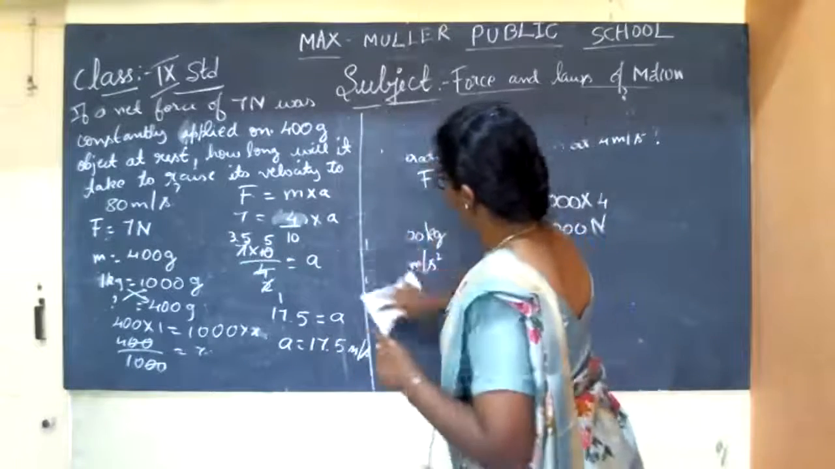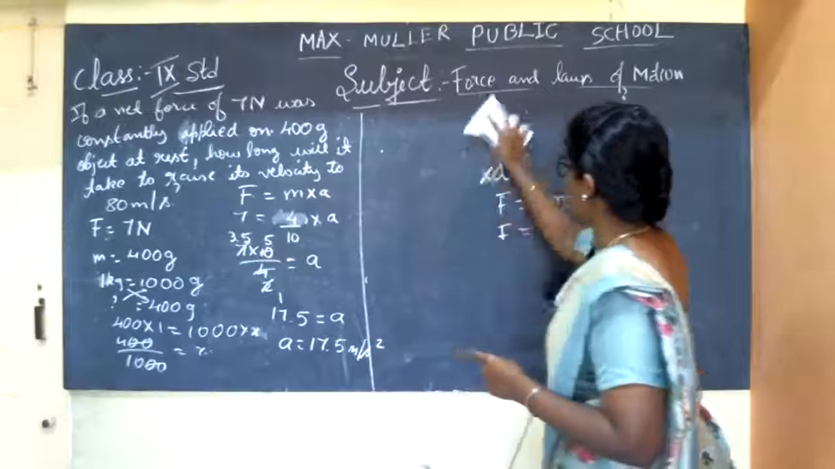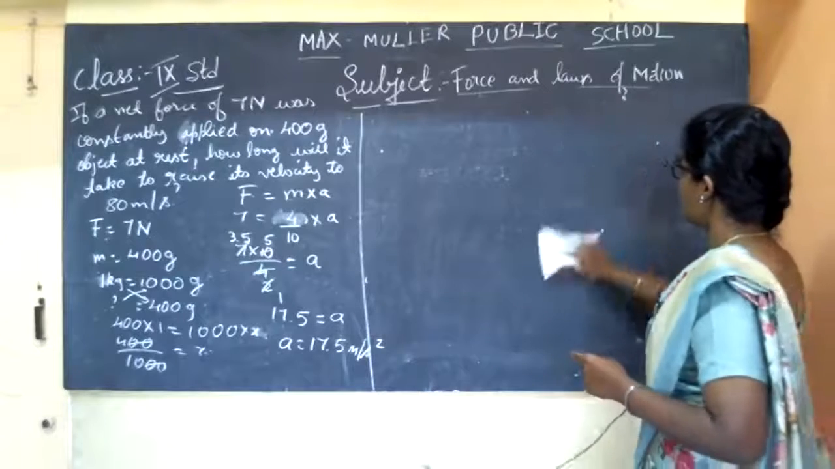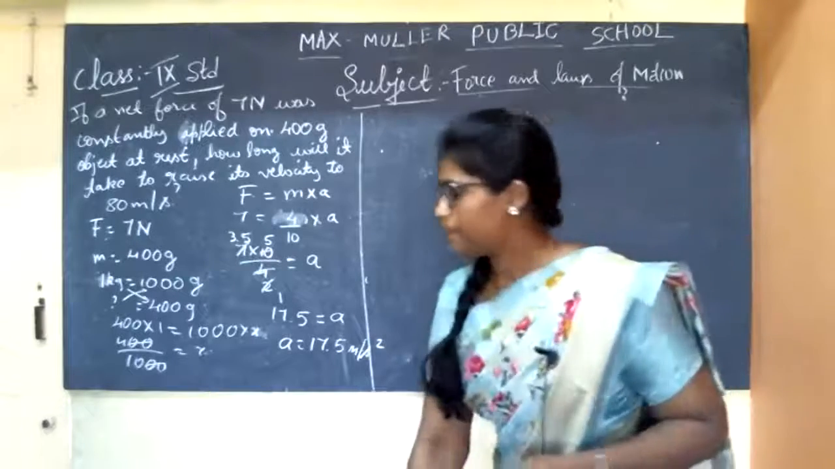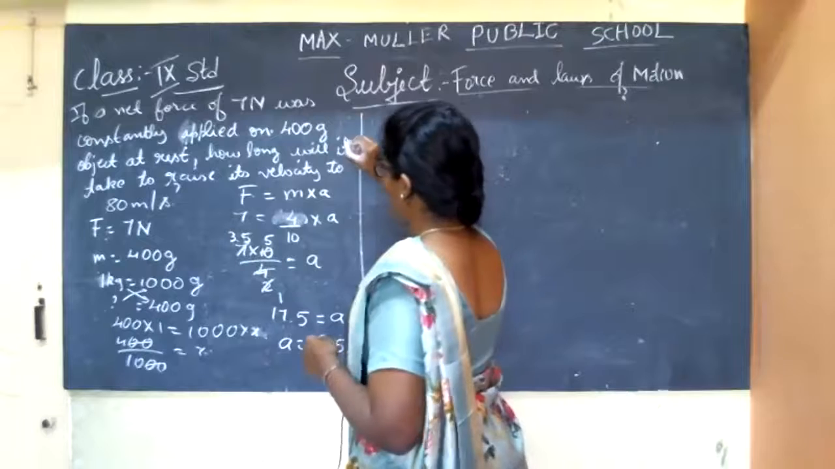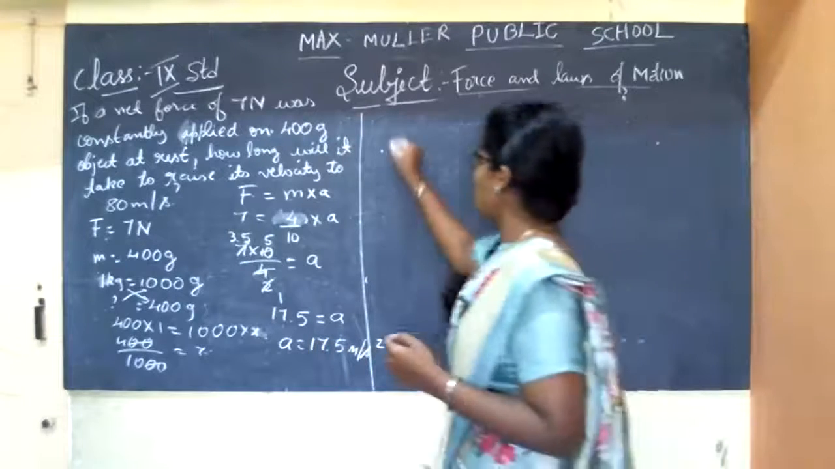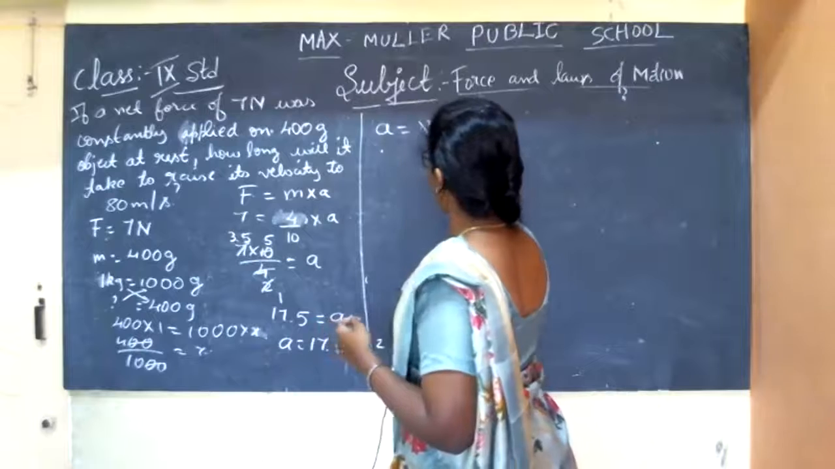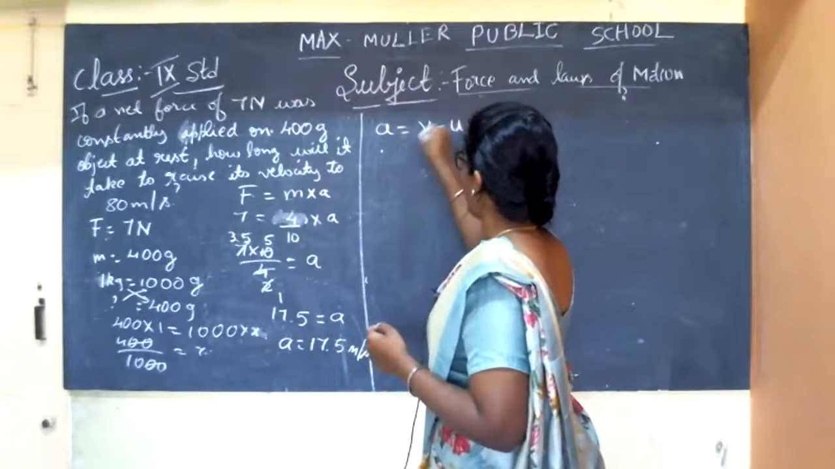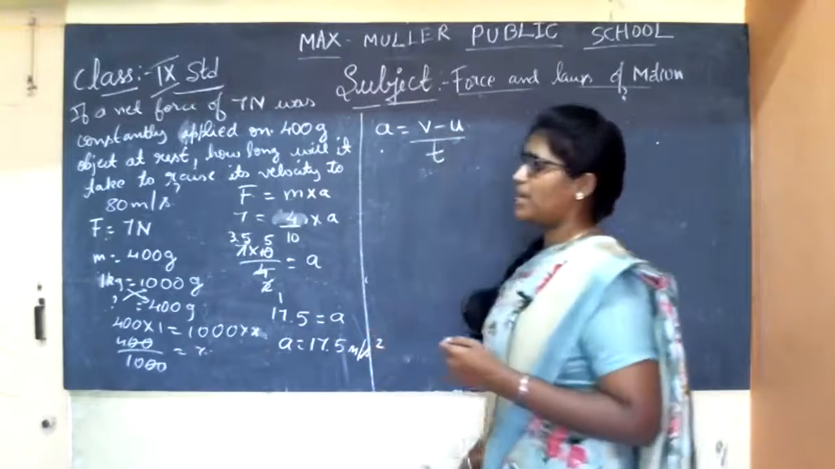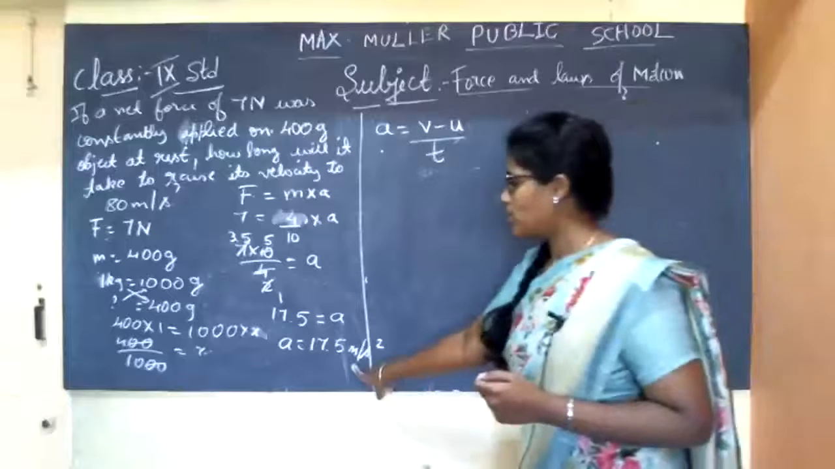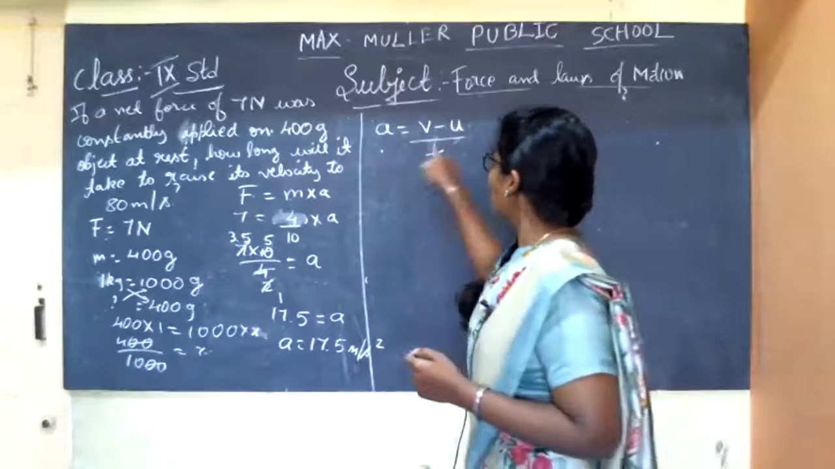Now the next thing they have asked in this question is to find out the time. How will you find out the time? What is the formula to find out the time? The basic formula you have is acceleration is equal to final velocity minus initial velocity divided by time. Correct? You have already been given the acceleration.